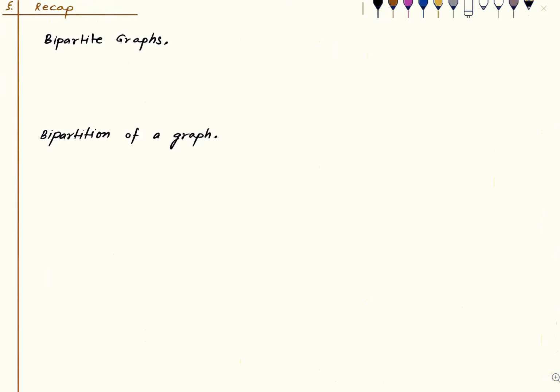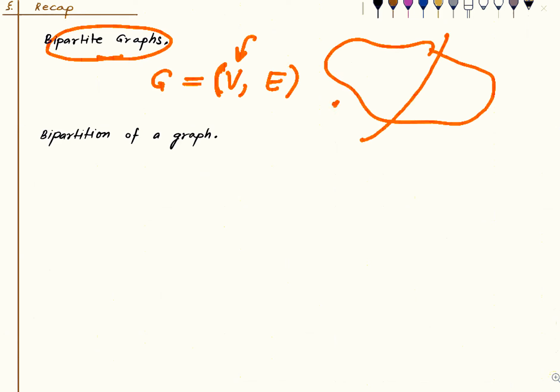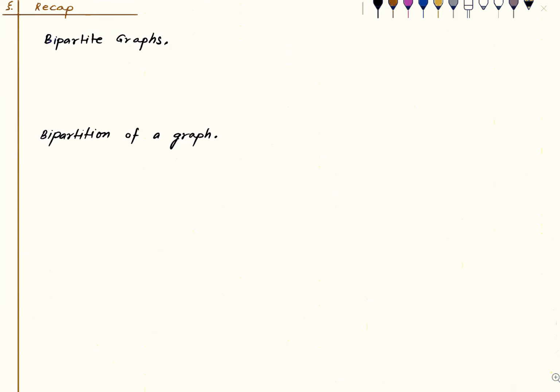A bipartite graph is a graph G with vertex set V and edge set E, and for convenience, you may assume that V is a finite set, but it doesn't matter. So we say G is bipartite if one can partition the set V into two non-empty parts, A and B, such that whenever you pick an edge from the set E, you find that one endpoint of the edge is in A and the other endpoint is in B. So if there exists such a partition, we declare that the graph is bipartite.